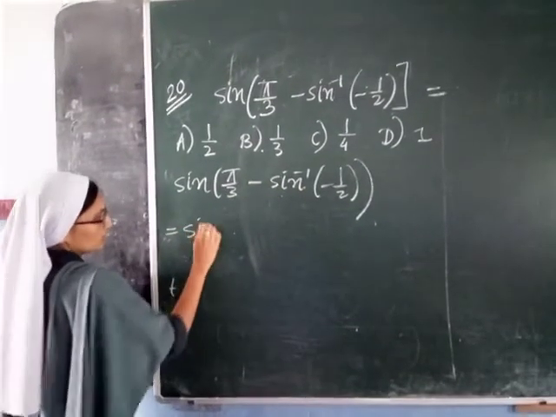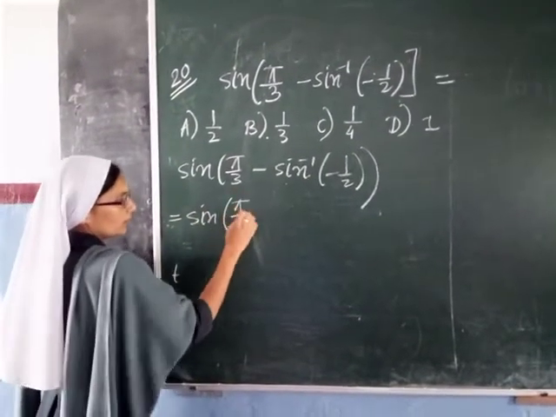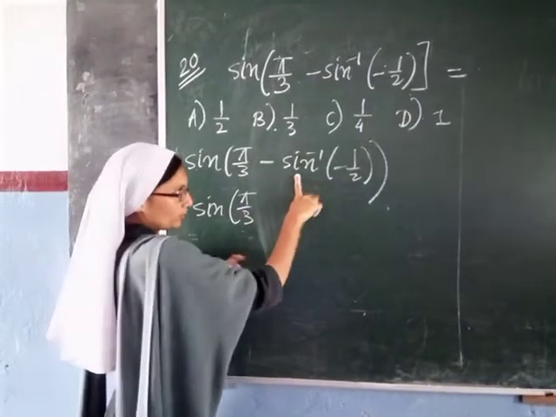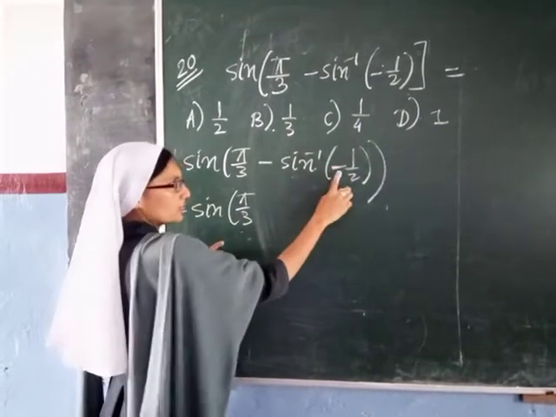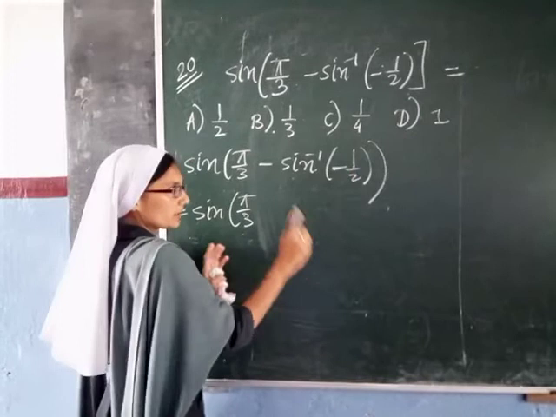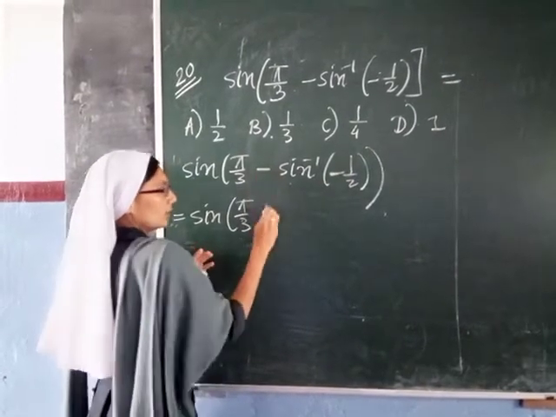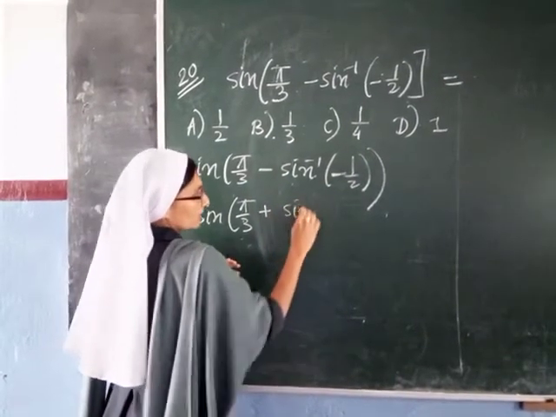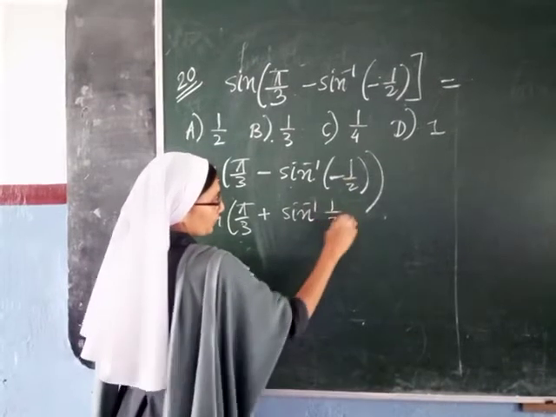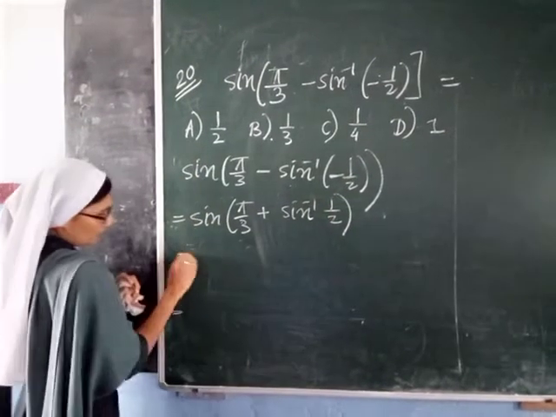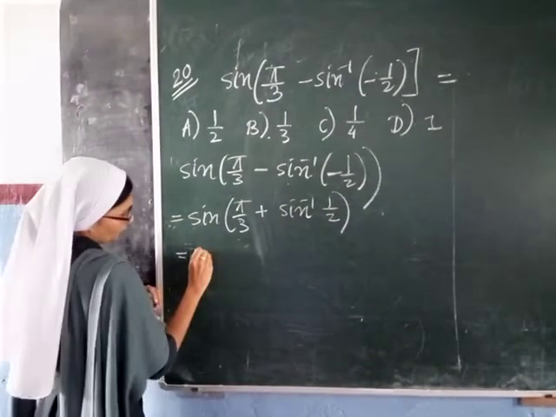So sin inverse, sin of pi by 3. Okay, I am using the property: sin inverse minus x is equal to minus sin inverse x. So this minus will come here, it becomes plus. Here you get sin inverse 1 by 2. Okay, we put the value of sin, which is 1 by 2.